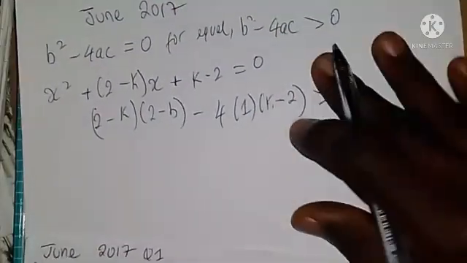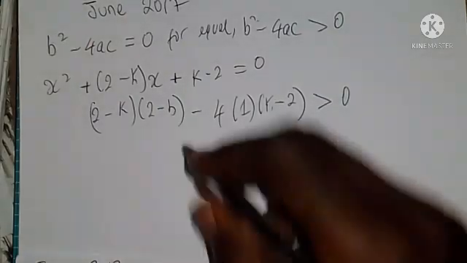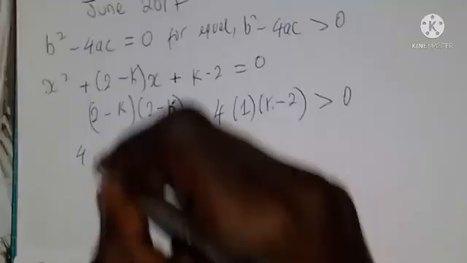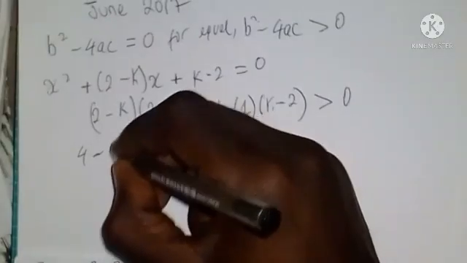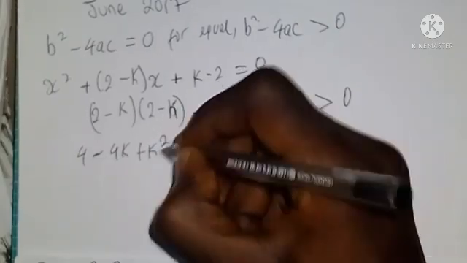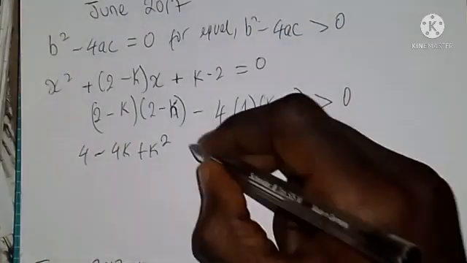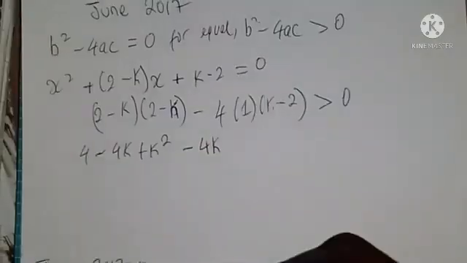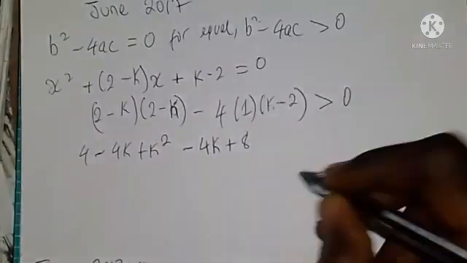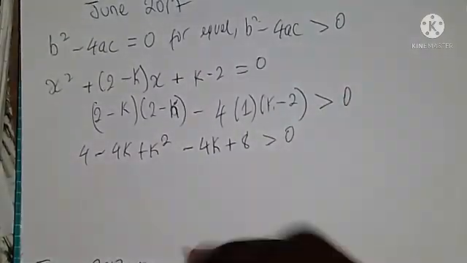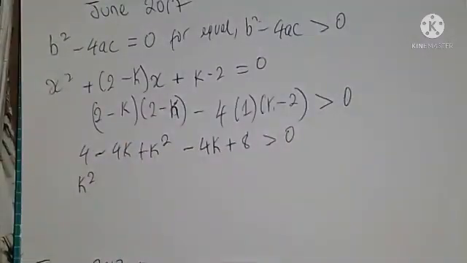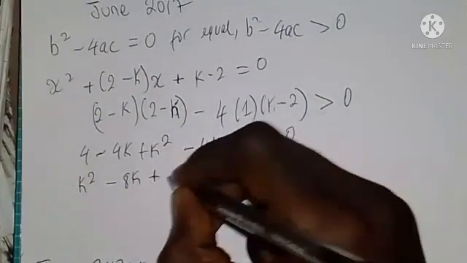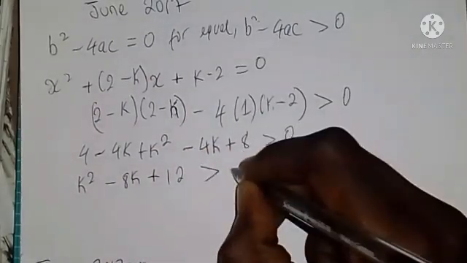Okay, so we'll get, sorry, here is supposed to be a k, apologize for that. So we're going to get a 4 minus 4k plus k squared minus 4k plus 8 greater than 0. So we have k squared minus 8k plus 12 is greater than 0.